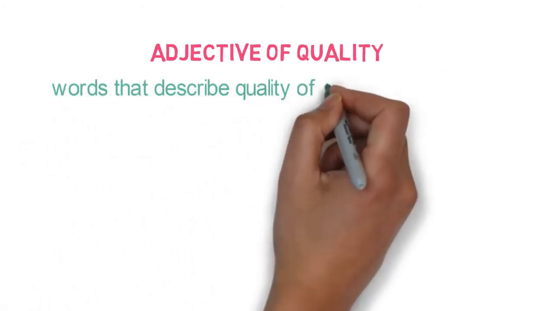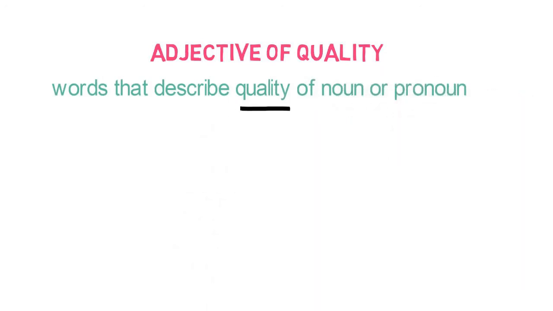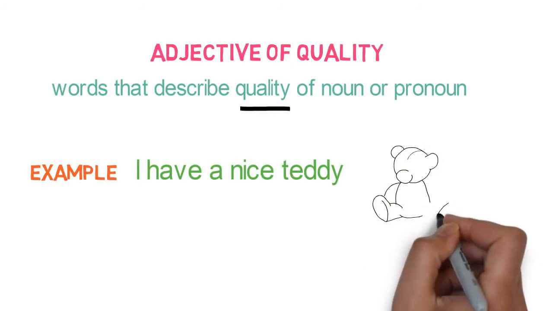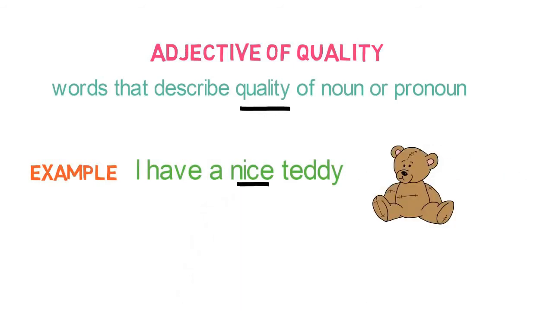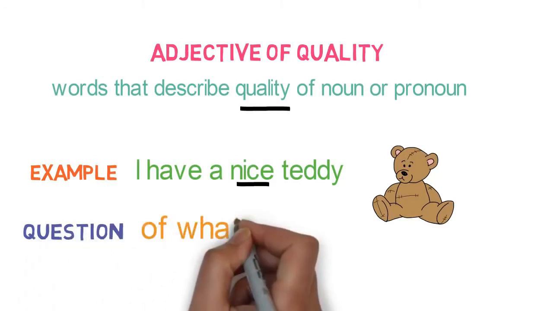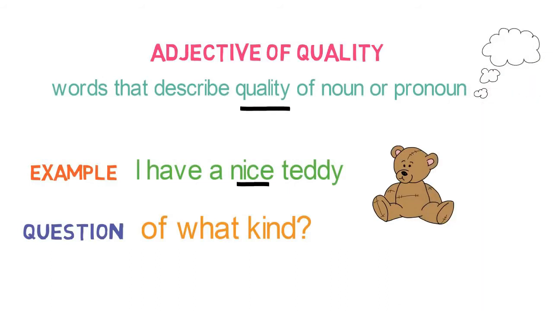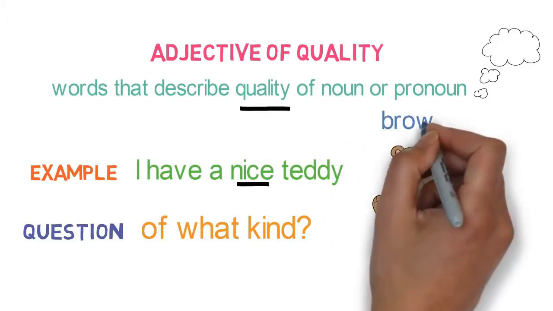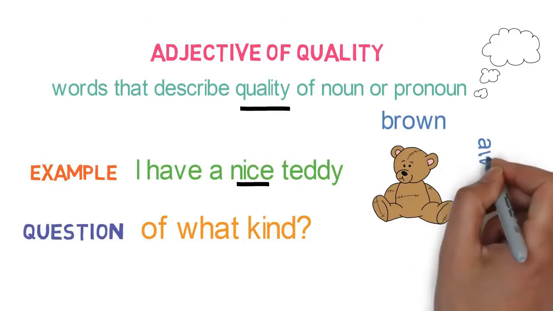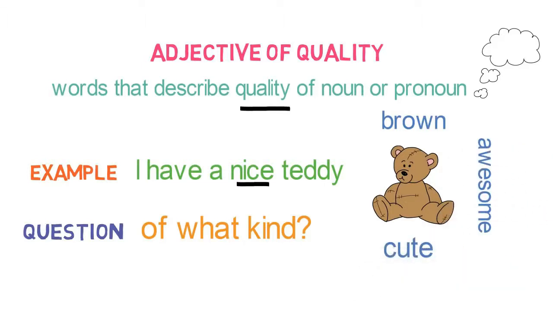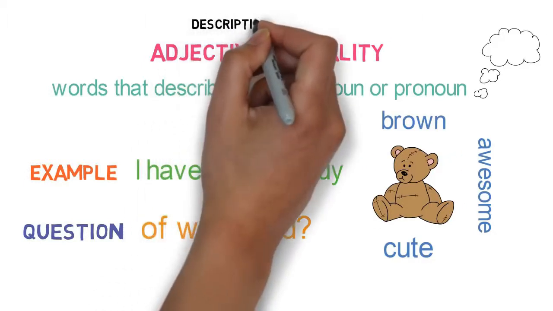Adjective of quality. These are the words that describe the quality of a noun or pronoun. Note the word quality. Let me give you an example to make it clear. I have a nice teddy. Here, what is the quality of teddy? It is nice. They generally answer the question of what kind in any sentence. Now, can you think of more such qualities of teddy? Someone may say that this teddy is of brown color, or someone may say it is an awesome teddy, or it is very cute. So, brown, awesome, and cute are the qualities of teddy. Adjective of quality is also referred to as descriptive adjectives.